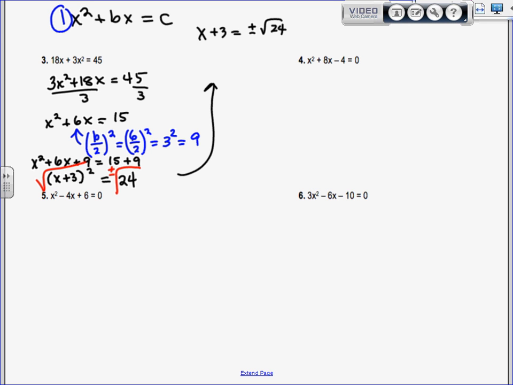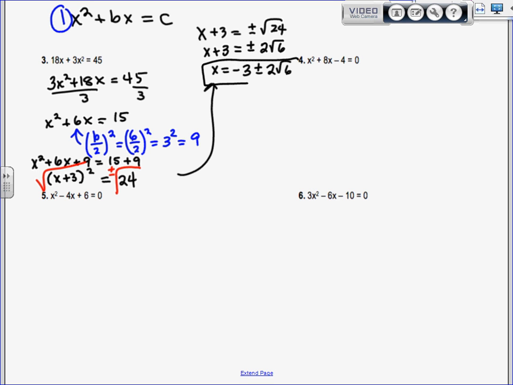Okay, and 24 breaks down. So something that's a factor of 24 that I can take the square root of is 4. So it's going to break down into square root of 4 and square root of 6. So square root of 4 is 2, square root of 6 stays how it is. And then my last step, I want to solve for x, so I just subtract 3 over. So I'm going to have x equals negative 3 plus or minus 2 root 6.